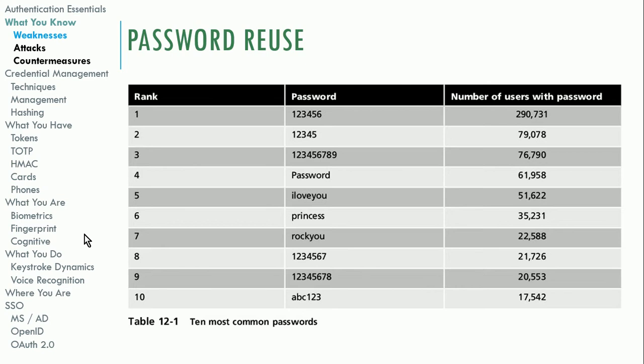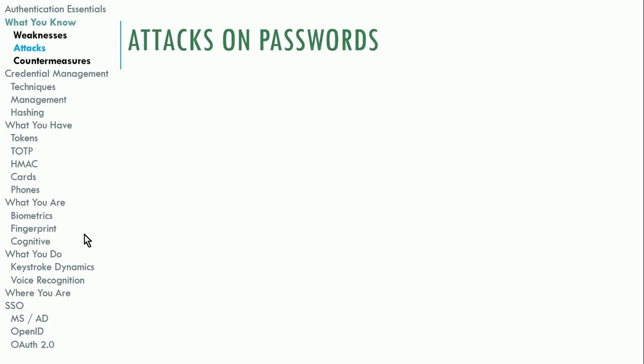Even ABC123 is on there, with a pretty significant number of people that use that, 17,542. So again, these are predictable. People use these predictable passwords very frequently when we don't enforce restrictions on those passwords.